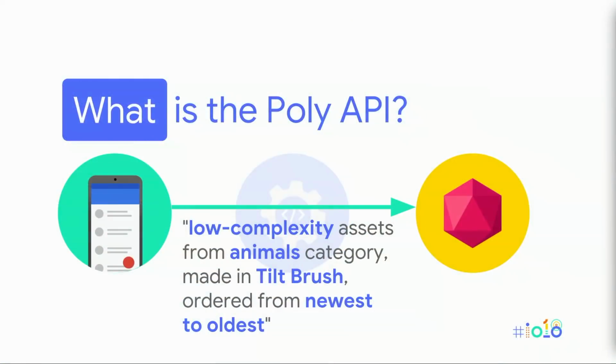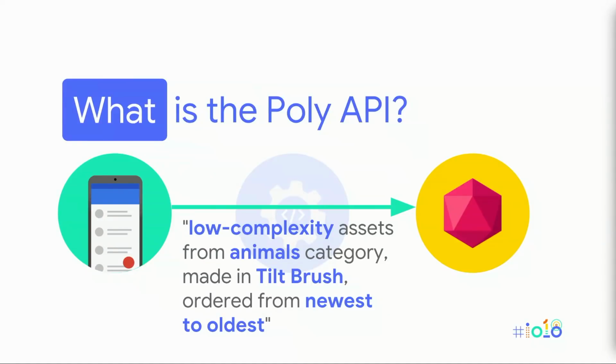Or what happens if you want to be much more specific about the kinds of animals that you want in your app? In that case, you can make a more complex request. For example, you could say, I'd like low complexity assets from the animals category, medium toothbrush, and I want to be ordered from newest to oldest. So you can make very complex API requests like that.